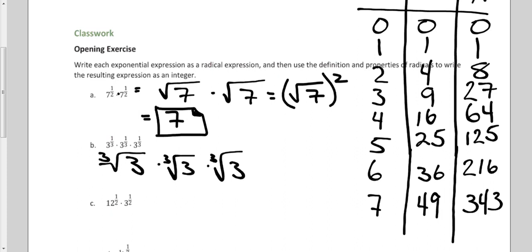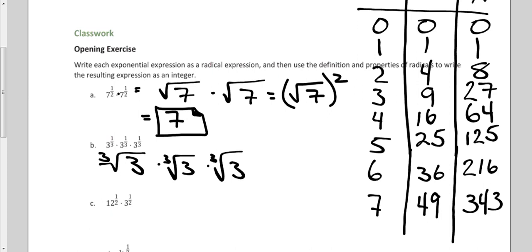So, 3 to the 1/3 power is the cubed root of 3. Andrew, those mean the same thing. 3 to the 1/3 and the cubed root of 3. They mean the same thing. Okay? Now, remember how I did it this way before? I'm going to do it the other way now.